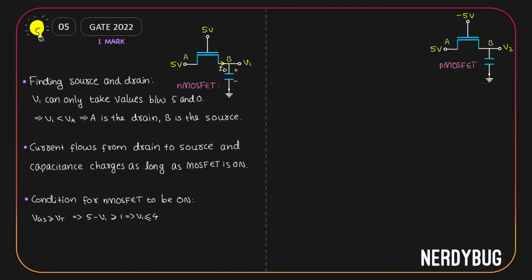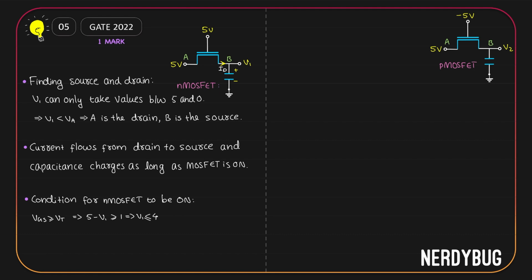What is the minimum value it can have? We started by saying V1 can only take values between 5 and 0. But now we learned V1 also has to be less than or equal to 4. So technically V1 can only take values from 0 up to 4. If it is between 4 and 5, then the MOSFET will be switched off.